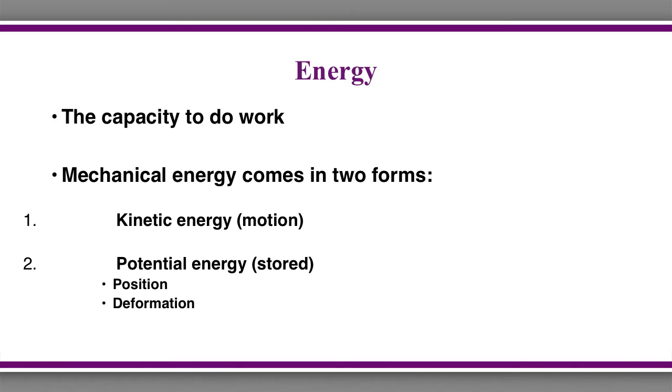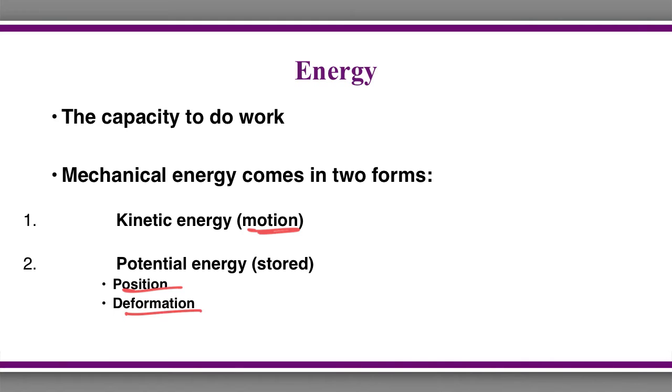So energy is defined as the capacity to do work, and it comes in two main forms. The first one is kinetic energy, and that is energy that is due to motion, and then potential energy, which can be due to an object's position or an object's deformation. So if you think about an object's position, it could be in a place where it could be struck by another object, so it houses this potential energy.